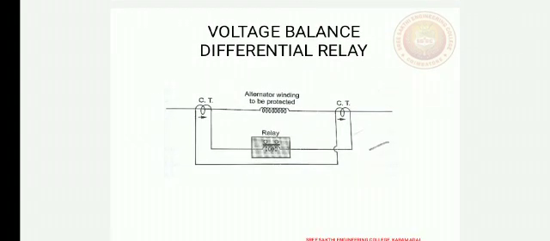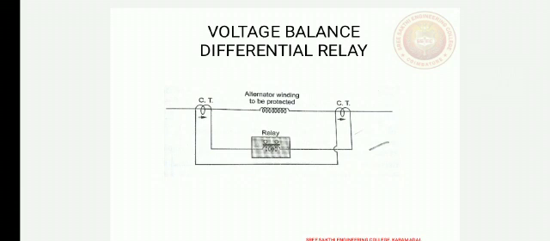The third one is voltage balance differential relay. It is also called the opposed voltage method. In this type, the overcurrent relay is connected in series with the secondaries of the current transformers. Under normal conditions, the current at the two ends of the section to be protected is the same. Hence, there is no voltage drop across the relay to cause current to flow.